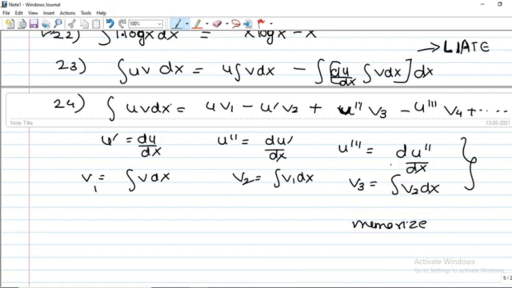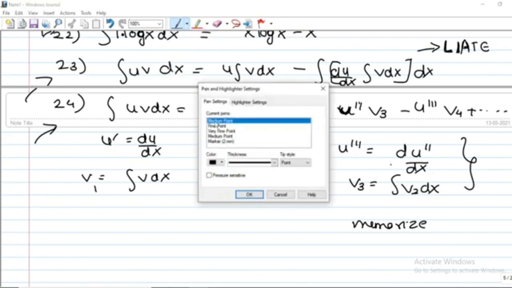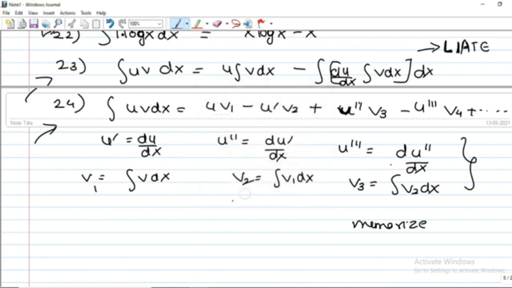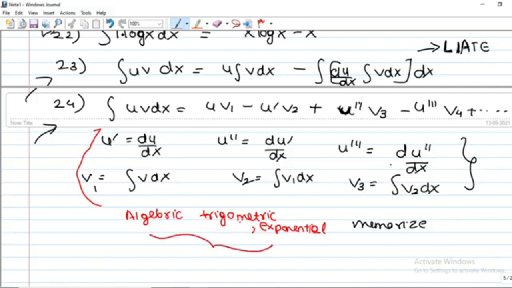Now we will take some examples on this one because they are important and you may feel difficulty in them. One more thing which I forgot to mention: these formulas are applicable on algebraic, trigonometric and exponential, I'm talking about the 24th one. If from these three any two combination are found as a product, you can use this directly instead of going with the classical formula. Now let's take some examples for better understanding.